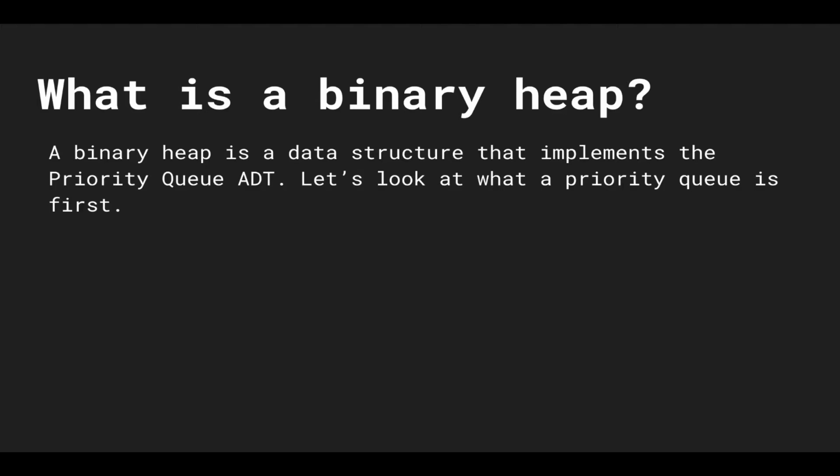What is a binary heap? Well, a binary heap is a data structure that implements the priority queue abstract data type. So before we look at binary heaps, which is the actual implementation, let's look at the abstract data type first, which is the priority queue.